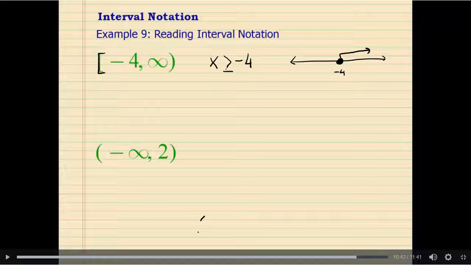On the second example, we have x values starting from negative infinity till 2, but 2 is not included. So we will have the x values from negative infinity until 2. That will make all the x values less than 2. So here is x is less than 2. If we were to graph that, we would put 2 here, and all the x values are less than that.